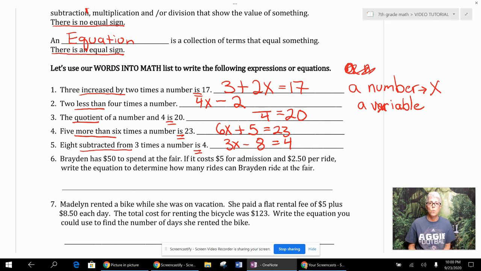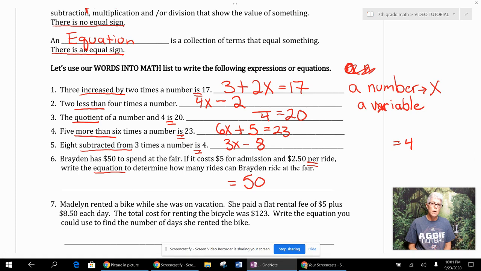All right, now we're going to look at a word problem, and we're going to look at the different things in the word problem. First, I'm going to read the whole thing. Braden has $50 to spend at the fair. If it costs $5 for admission and $2.50 per ride, write the equation, so we know there's going to be an equal sign, to determine how many rides Braden can ride, depending on what? The $50. So all of this has to equal $50. Whatever it is that he does has to equal $50.